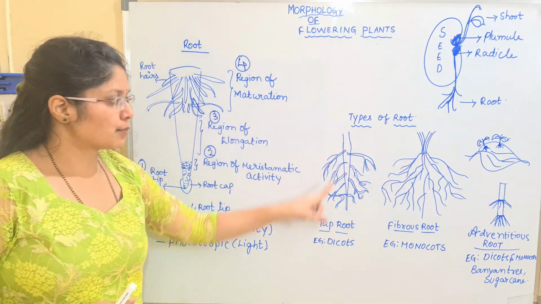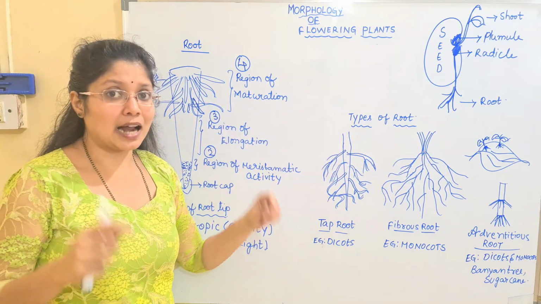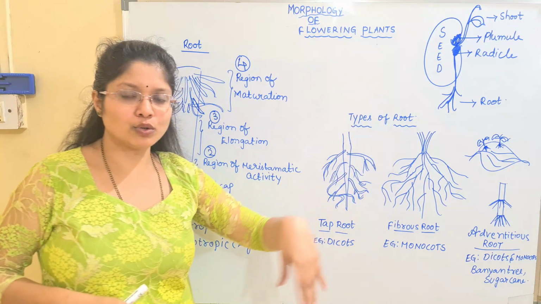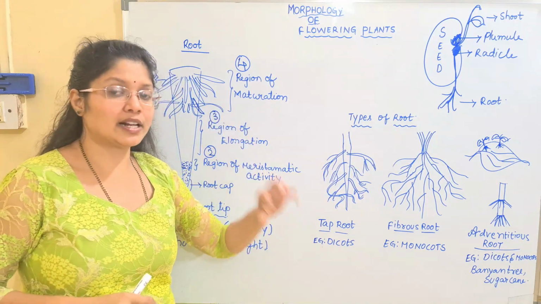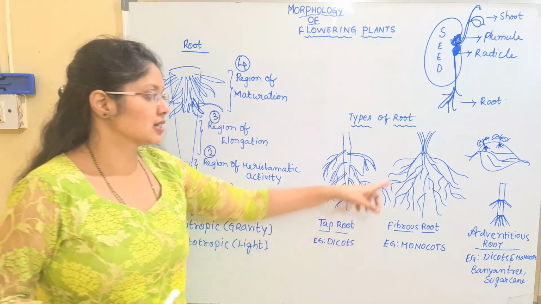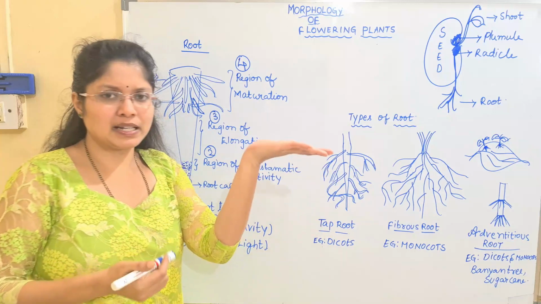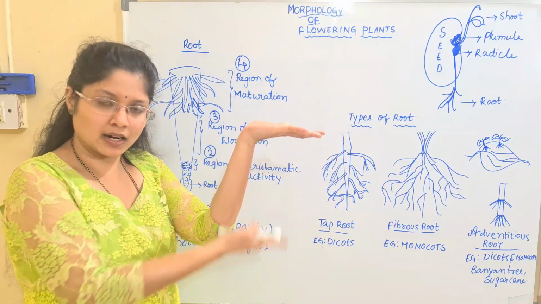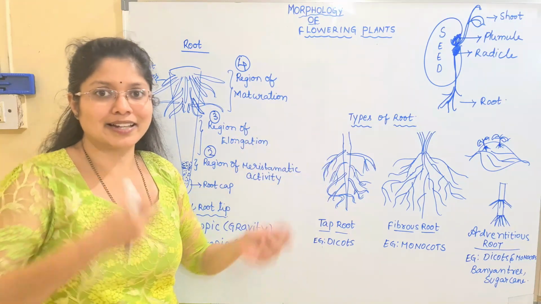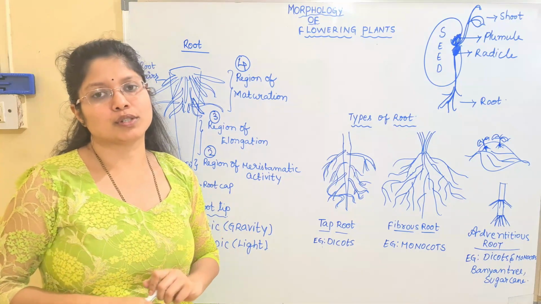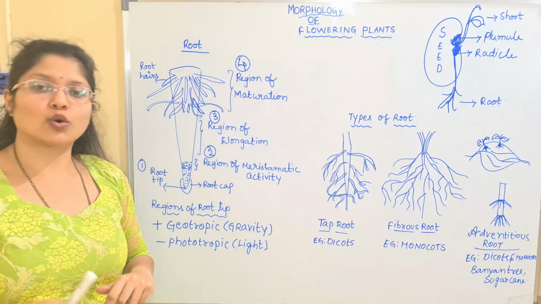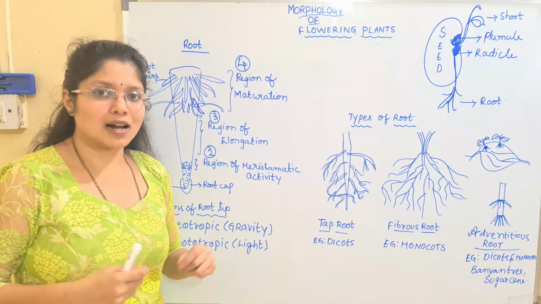If you see in the taproot system, the main root is always present, and to this main root the root hairs are attached. But in the case of fibrous root, the main root is ephemeral, or short-lived. It is replaced by numerous fiber-like roots which are attached at a common base, which is nothing but the stem. So the stem is above, and the root is lying underground. At the base of the stem, all these fibers appear after the death of the primary root, and such a root system is known as the fibrous root system. This is generally seen in monocots. Monocots are best exemplified by grass plants.